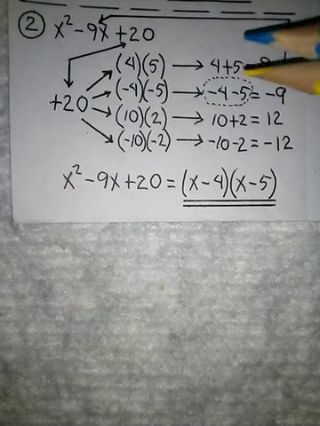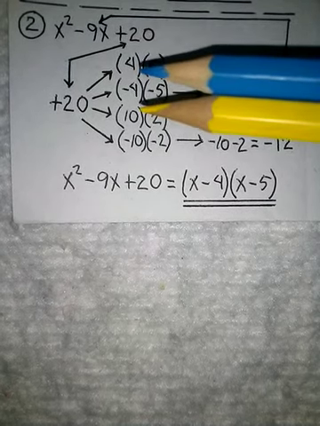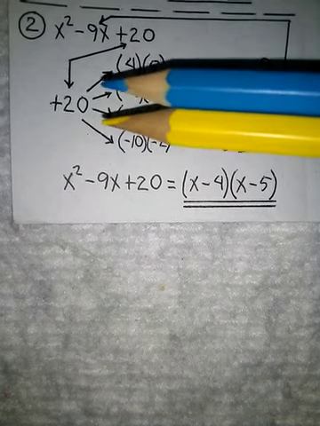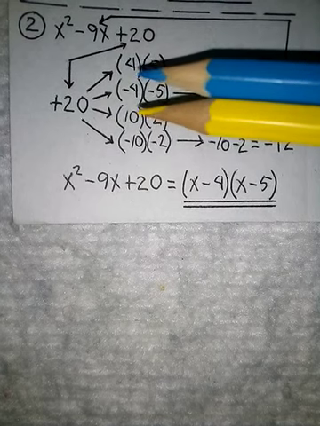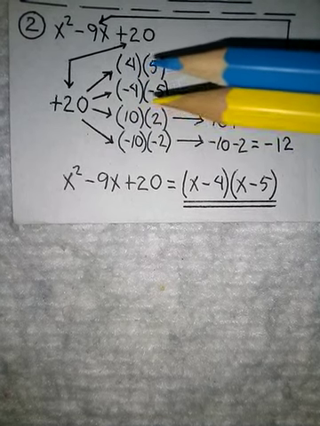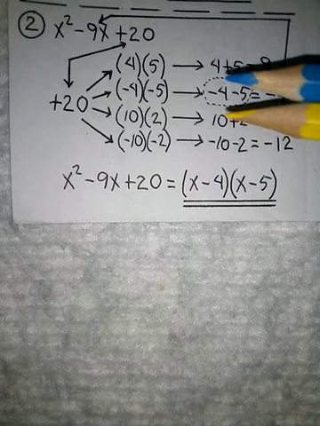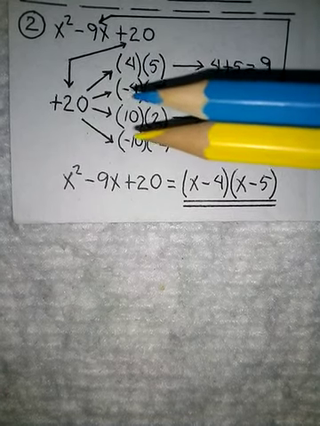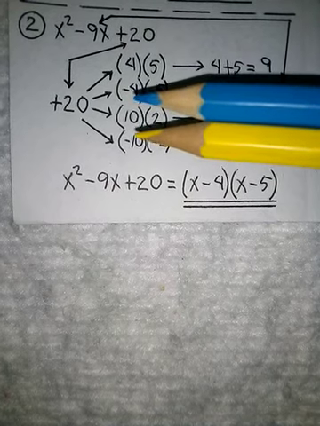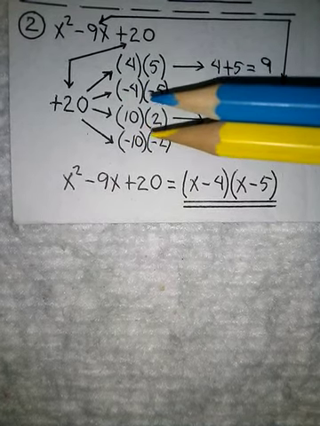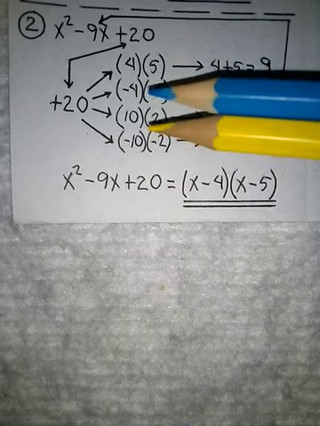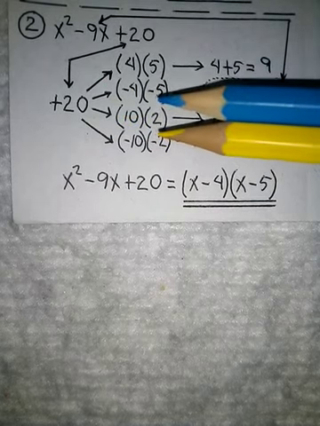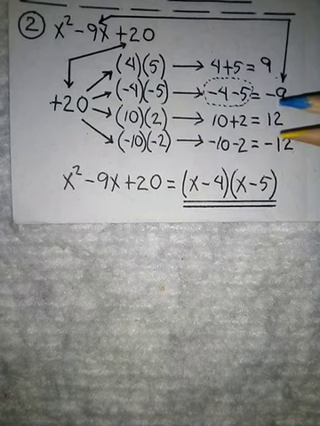Okay. So the next factor could be negative 4 times negative 5. Negative 4 times negative 5 is equal to 20. And then we will add these two factors. Negative 4 plus negative 5 is equal to negative 9. And then the other possible factors will be positive 10 times positive 2. So positive 10 times positive 2 is equal to 20. And then we will add these two. 10 plus 2 is equal to 12.